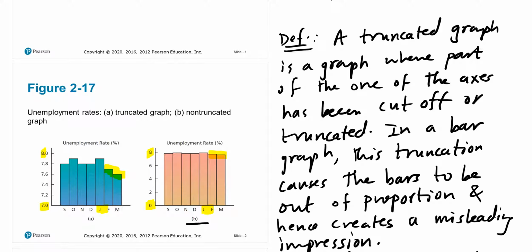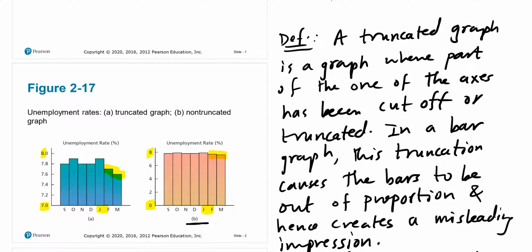If you give two different pieces of paper, each containing one of these graphs, and show them to somebody, they will tell you, oh wow, there's a difference between January and February in the figure on the left side compared to the one on the right. On the right side they're almost the same, and February, March are almost the same, but February, March on the left are not the same. So this cutoff is called in statistics a truncated graph.